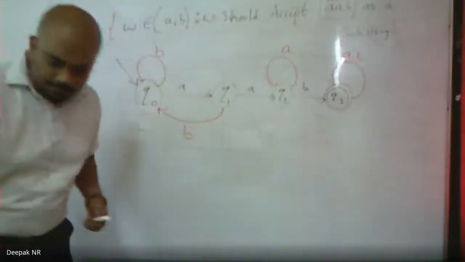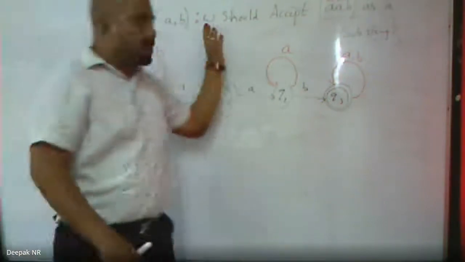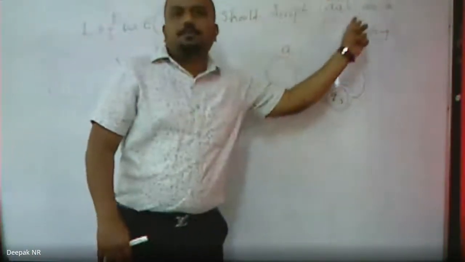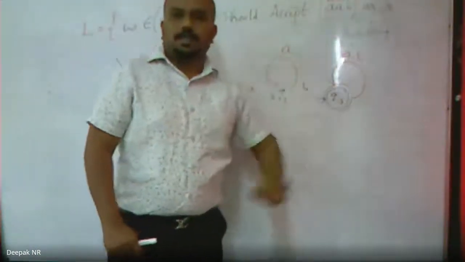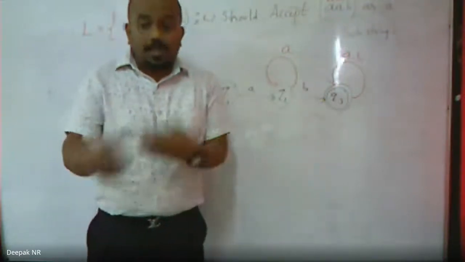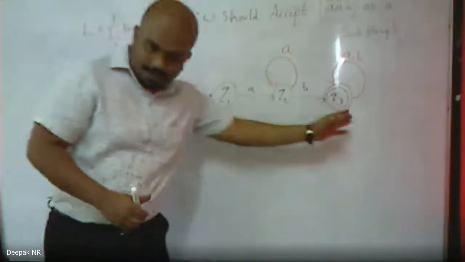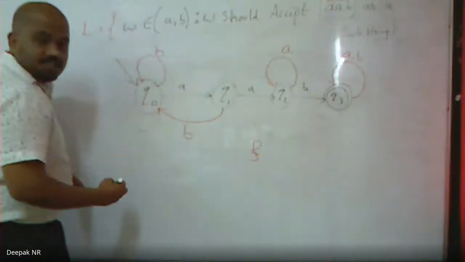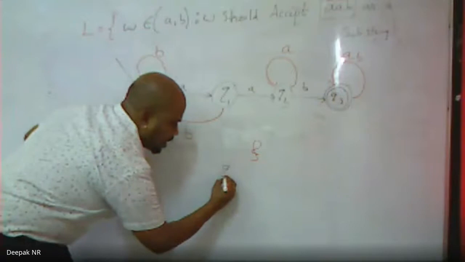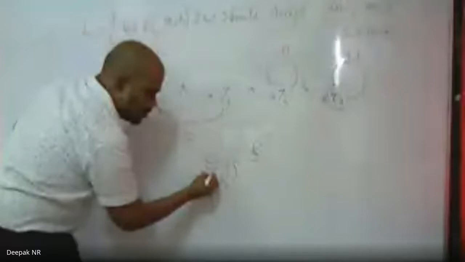The puzzle question says, same question, I'm doing it in reverse. W belongs to A and B, where W should not accept AB as a substring. Clear again? Listen: W should not accept AB as a substring. Clear. First, I write for AAB, and a final state. I write, this is a non-final state, mark it as a final state. I take this non-final state and mark it as a final state.